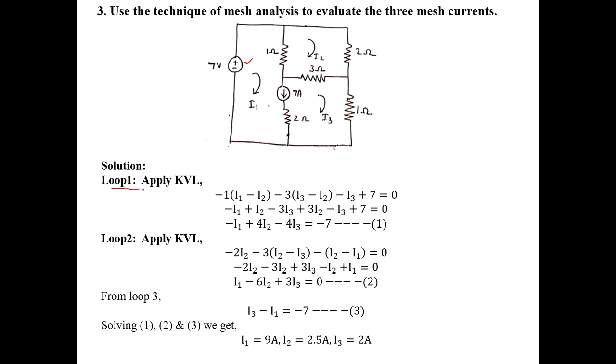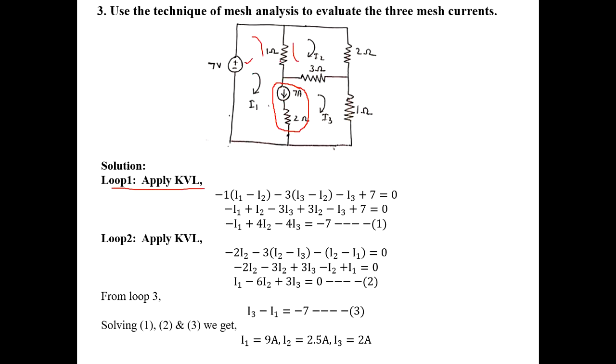First we have to apply KVL in loop 1. Minus voltage drop. We can write minus 1 into this resistor, which is between I1 and I2, minus 1 into I1 minus I2. Next, this dependent current source is between loops I1 and I3, so we have to mark this as dependent. In this problem, no need to consider this current source and resistor because it is the dependent current between I1 and I3. Just remove this current source and resistor.